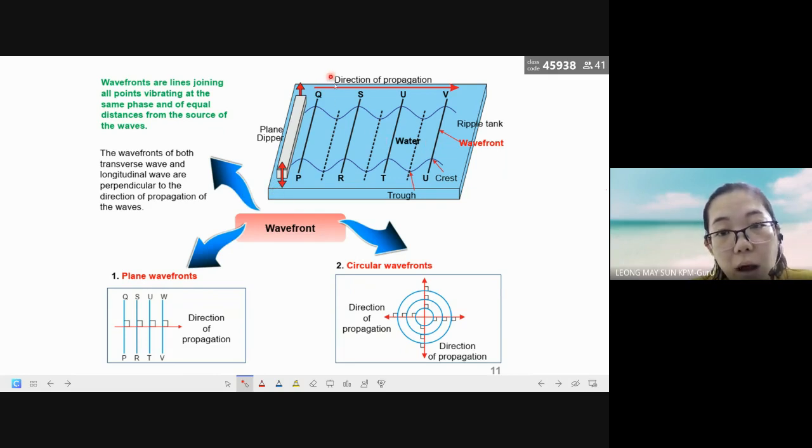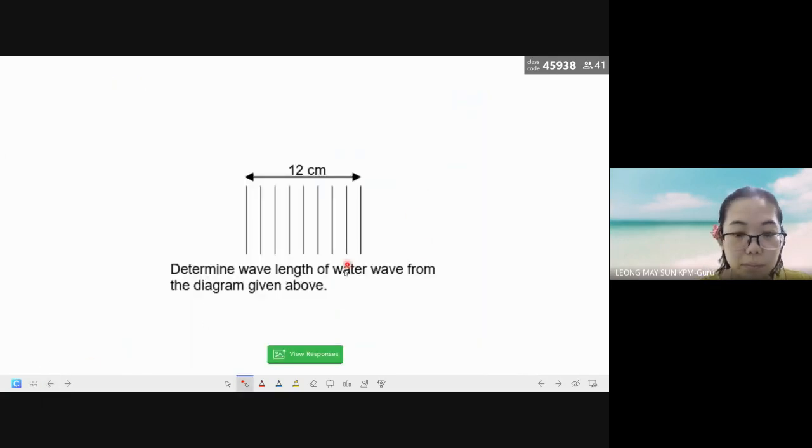PQ, RS, TU, and UV are considered as wavefronts. So we normally draw the crest as a wavefront. If you recall the question that I asked you to do just now, let's go backwards. This one. All these lines are representing a wavefront.